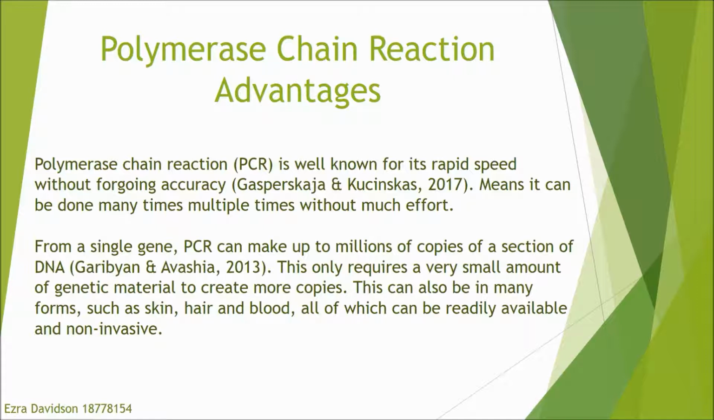It is well known for its rapid speed without foregoing accuracy. This speed allows for it to be easily redone multiple times without much effort. From a single gene, PCR can make up to millions of copies of a section of DNA. This only requires a very small amount of genetic material to create more copies.